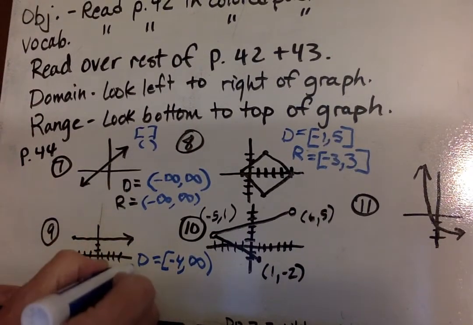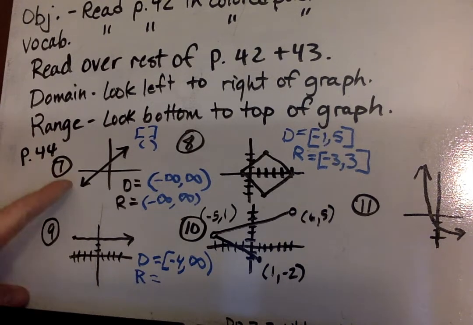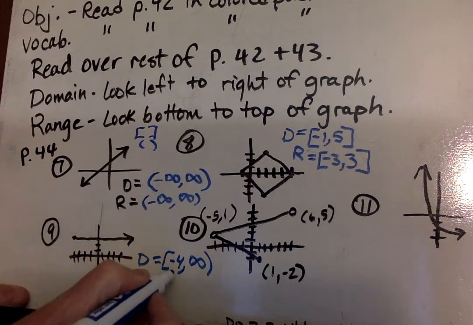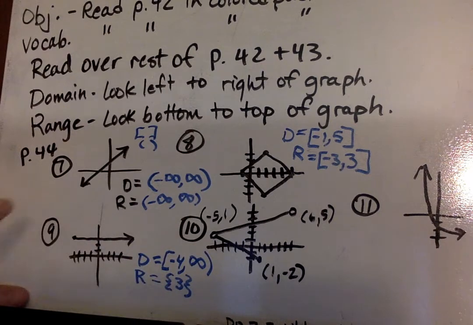Next, I put the range here. So I'm looking at my lowest and highest. Oh, there's only one value for my range, and that is 3. So I use curly brackets. It's not an interval, simply one number. And that's what I do there.